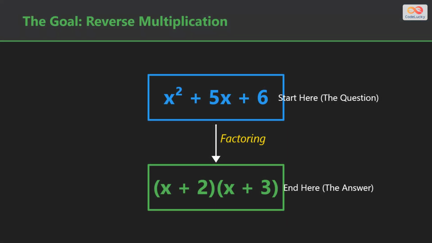So, what does it mean to factor this? Think of factoring as reverse multiplication. We are starting with the answer, the trinomial, and trying to find the two binomials that multiplied together to create it. We want to go from the expanded form back to the factored form.